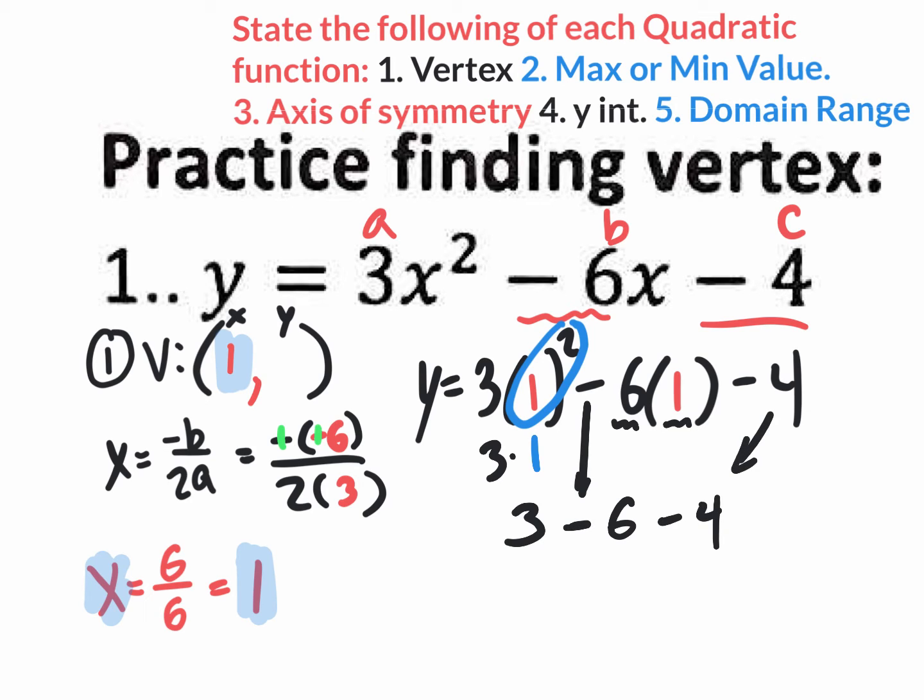There we go. So that's just 3. Take away 6, take away 4. You could do it in your head. You could do it on the calculator. Your answer will be -7. Are you with me? Okay, so what did I just find? I found that the y value equals -7. And we are talking about the y value of the vertex. So the y value is -7. I'm going to put that right here.